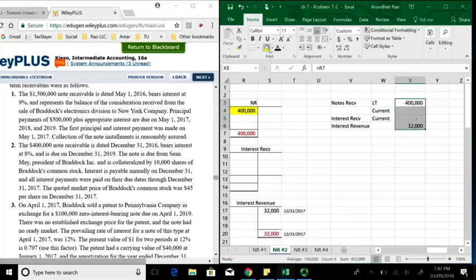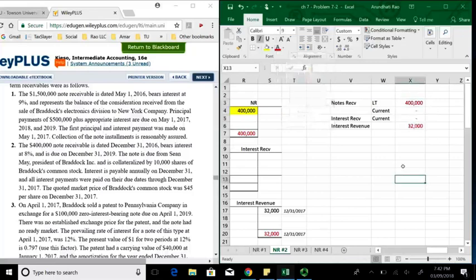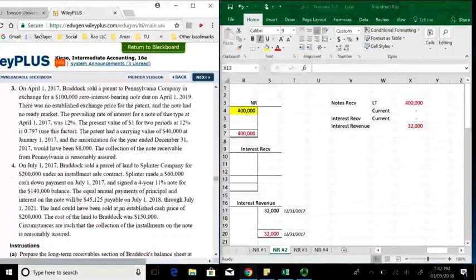So these numbers were fairly straightforward in this exercise. All we had to look at was this amount was loaned last year. This year the interest was paid. Nothing is outstanding except the note itself, and that's a long-term note. So this one is a relatively easy note receivable. So let's move on to the third sheet here.